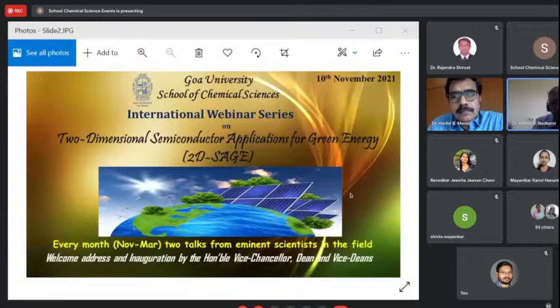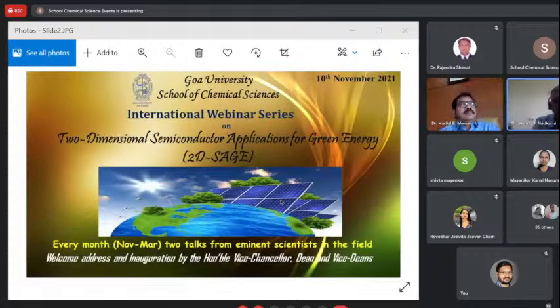We also thought that an event of this stature will help give prominence and exposure to the School of Chemical Sciences and obviously Goa University, as some of our colleagues are working in this particular field. So we feel that this will give proper exposure to SCS and Goa University at national as well as international levels.